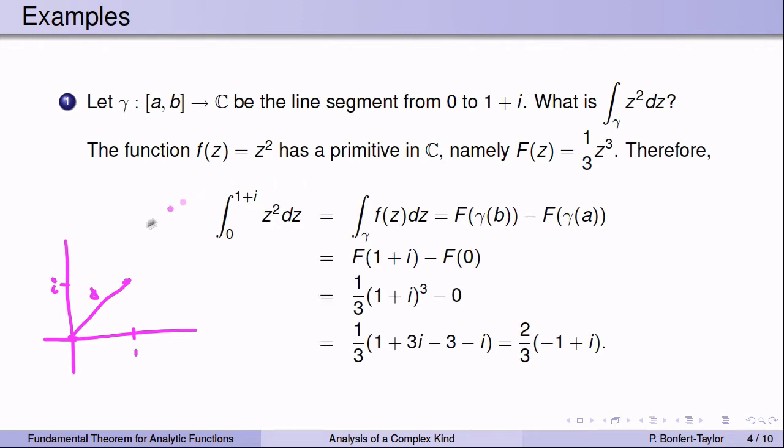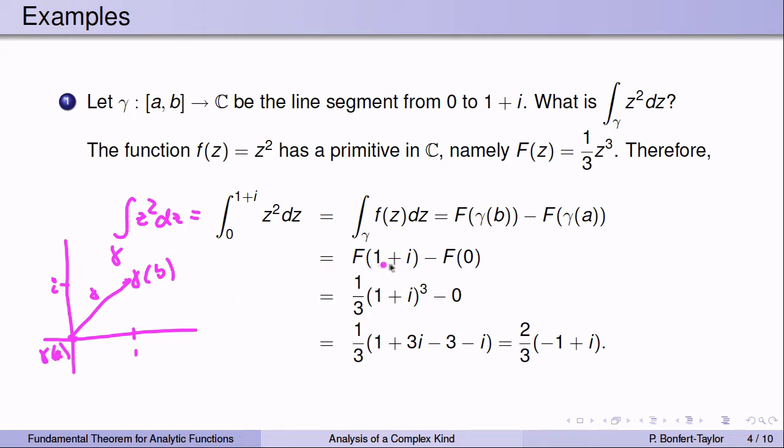Therefore, the integral over this curve gamma of z squared dz can actually be written as the integral from 0 to 1 plus i of z squared dz. So this notation sort of indicates we don't really care how gamma got from 0 to 1 plus i, because the integral doesn't depend on how it got there. And we know by the theorem that it's the primitive F evaluated at the end point of gamma minus the primitive evaluated at the initial point of gamma. But the end point of gamma is 1 plus i, and the initial point of gamma is 0. So this is gamma of b and gamma of a.